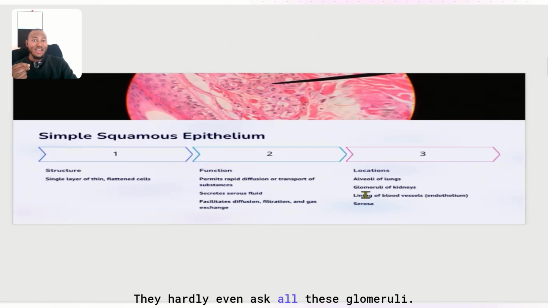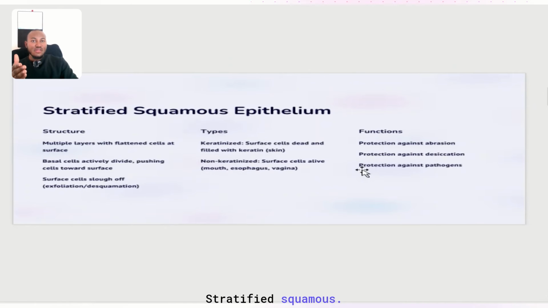They hardly even ask about glomeruli. It's usually alveoli. Whereas dash is associated with resistance. Which one is associated with resistance? Stratified squamous. What is the function? Protection against abrasion, protection against desiccation, protection against pathogens. Everything is resistance. Dash epithelium is the most widespread epithelium. What is it? Stratified squamous. Why? Because it's covering the skin. The skin is the most widespread. Which one is rare? Stratified columnar. I told you, stratified columnar is always rare.